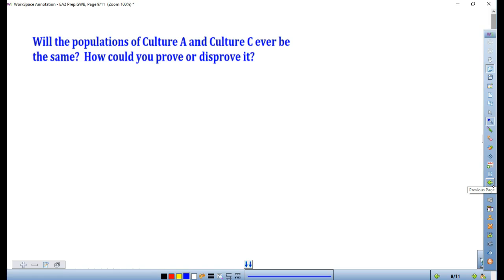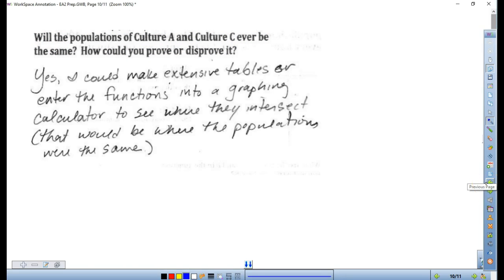Then it asks, will the cultures ever be the same, and how can you prove or disprove it? All of the questions like this have lots of points tangled up in them, and it's your chance to explain what you really understand about these equations and these situations. So here are some of the things I said. I could make extensive tables or enter functions into a graphing calculator to see where they intersect. So I said yes, they'll be the same sometimes, and that would be where the populations were the same, where they intersect.